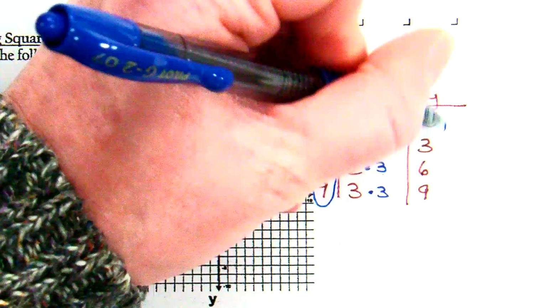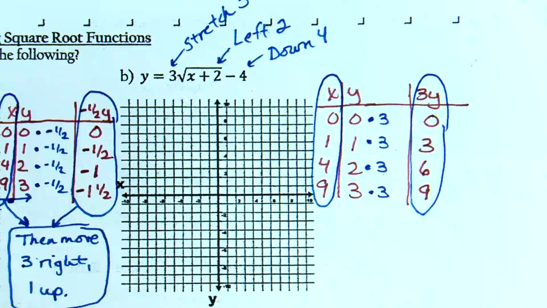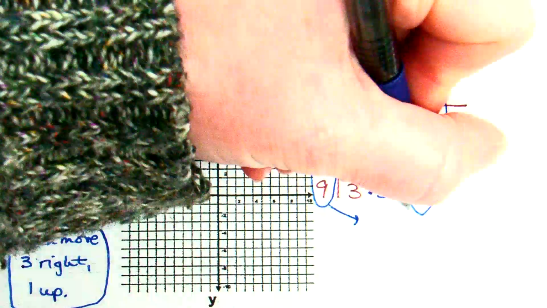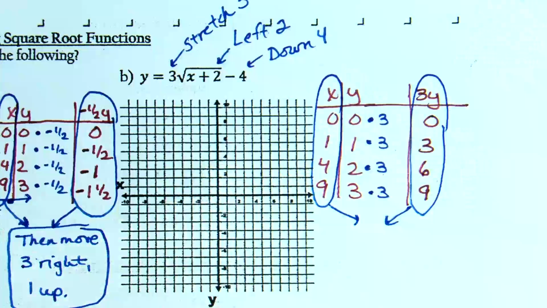You're going to use your original x's and your new y's. And then after you graph these, you're going to take those dots and move them left 2, down 4.